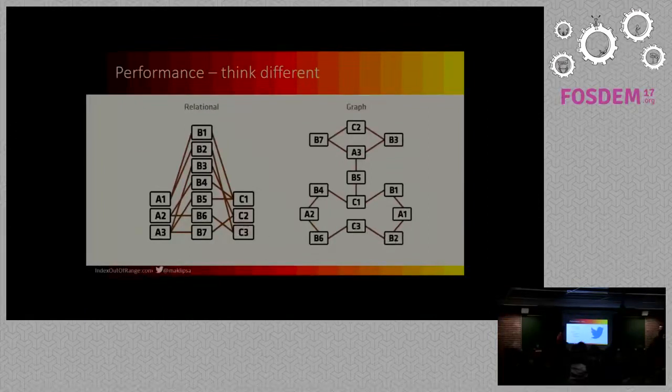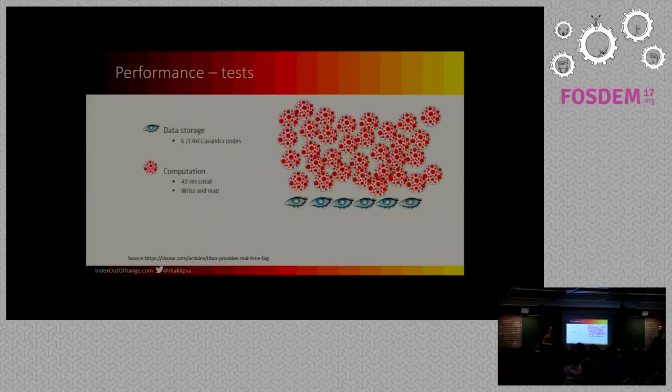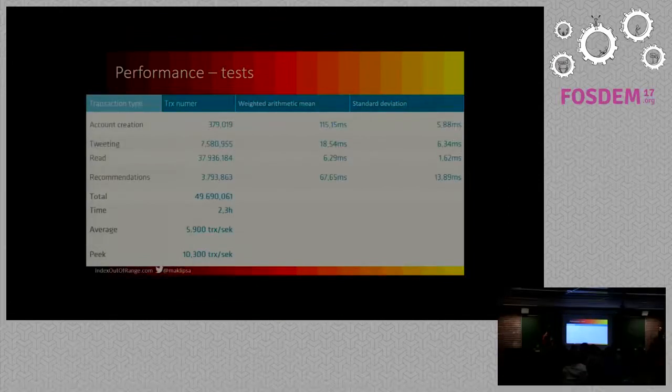Let's take Twitter from 2009. You will have the slides, but this is the whole description. Almost 2 billion watches, more than 40 million users, and with these statistics, what they did using Titan was buy the 40 cheapest virtual machines on Amazon and 6 really expensive ones. Those machines were processing all the time in a loop. So these are the times that they got, and it was quite fast. And what is even more interesting, it cost them $11 an hour. And that's cheap.